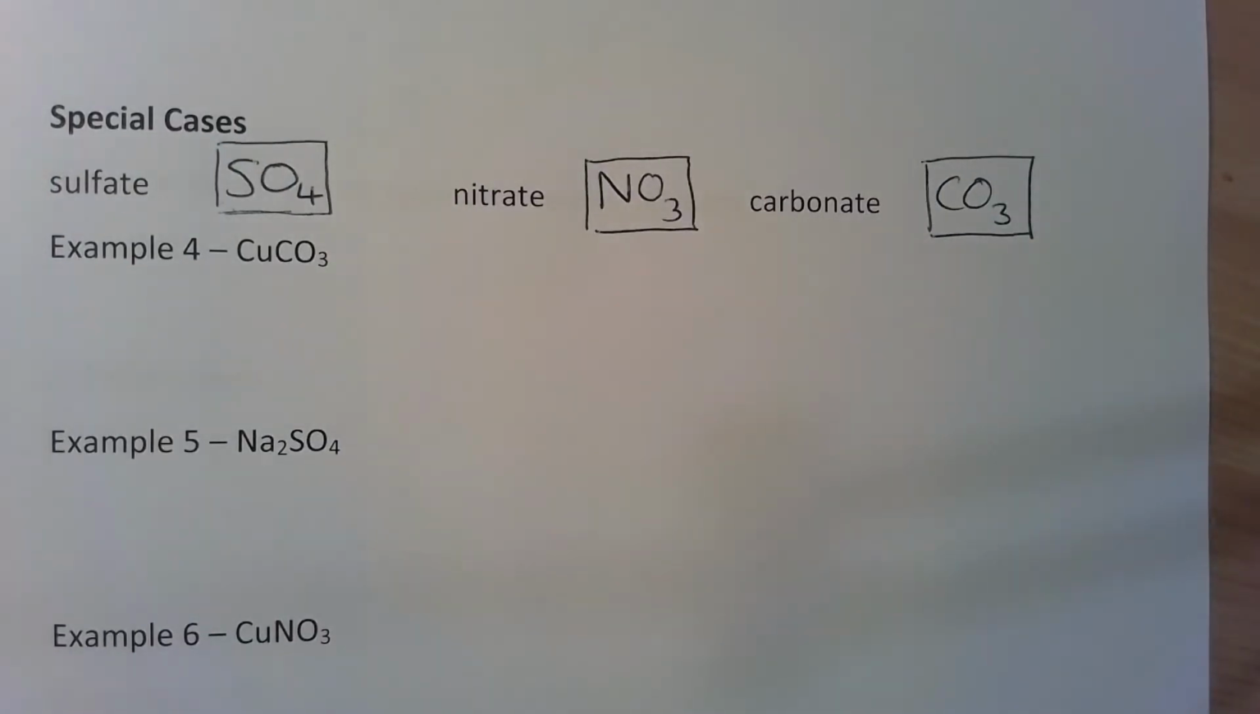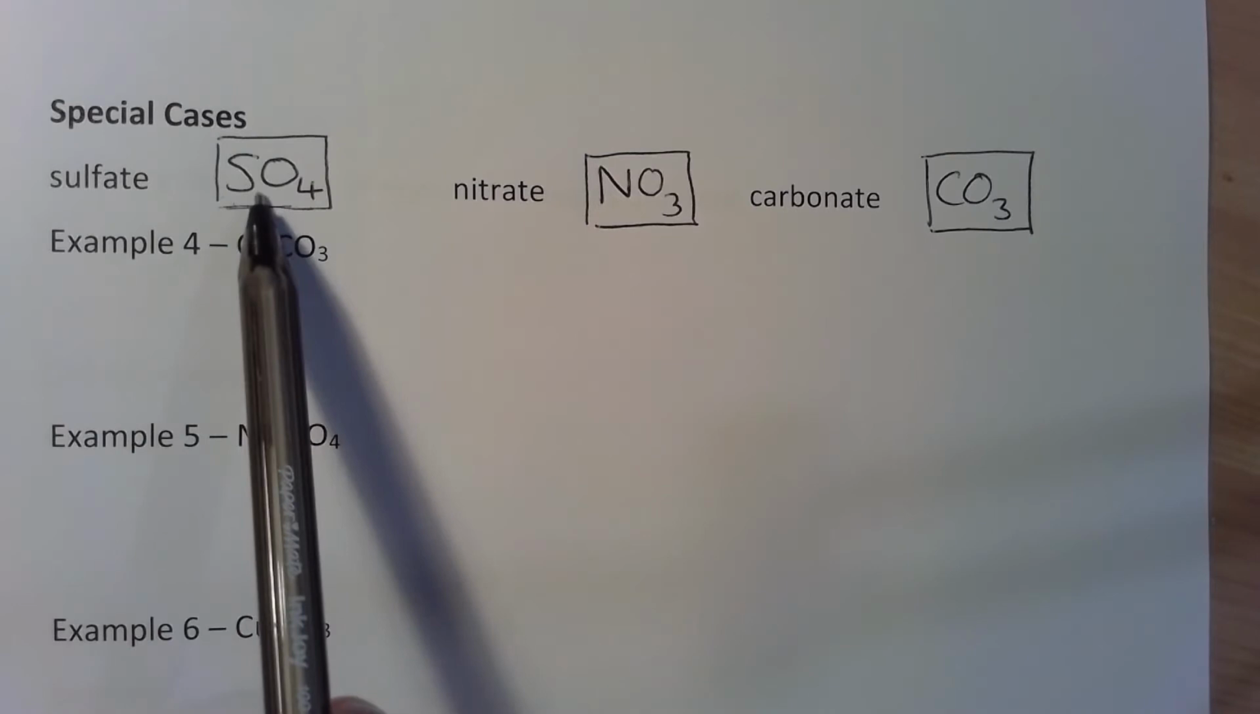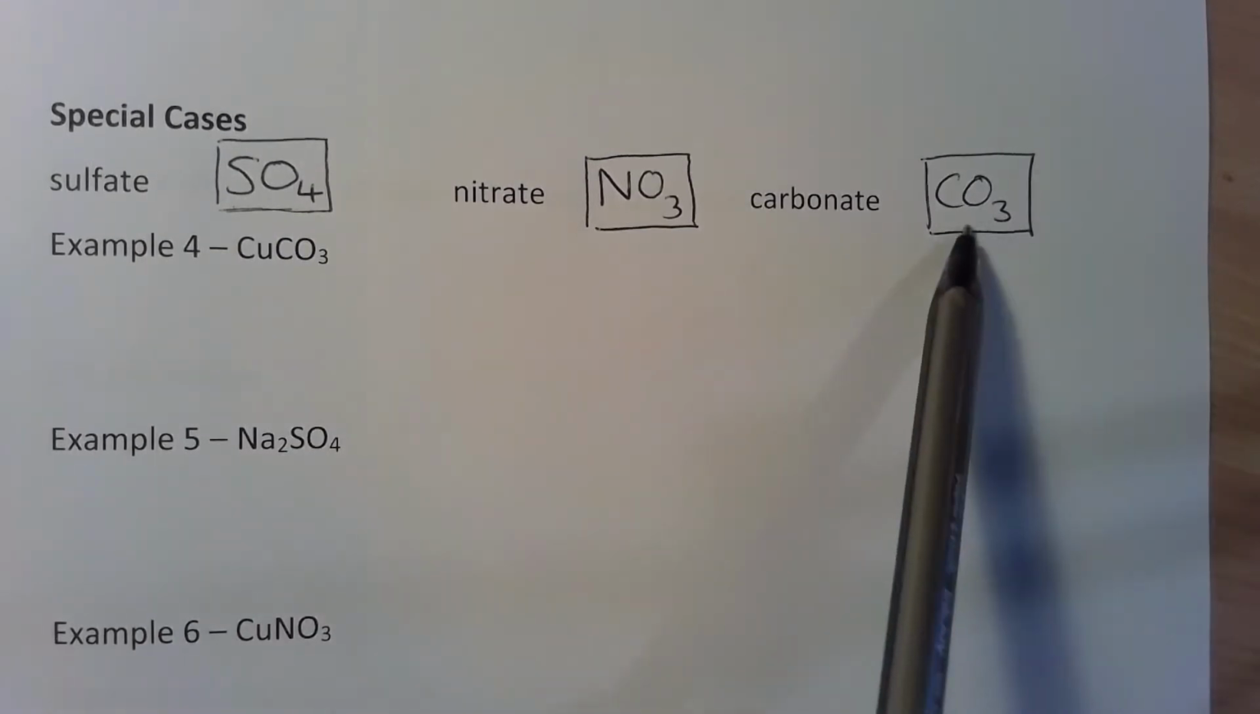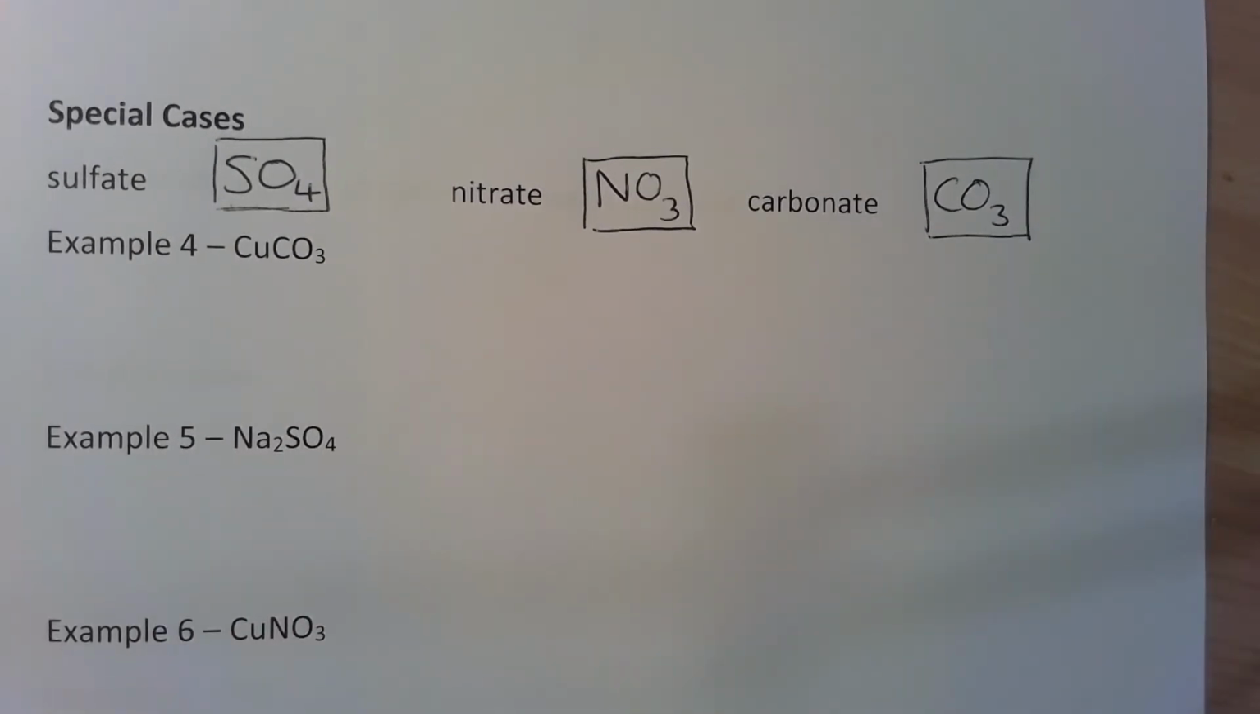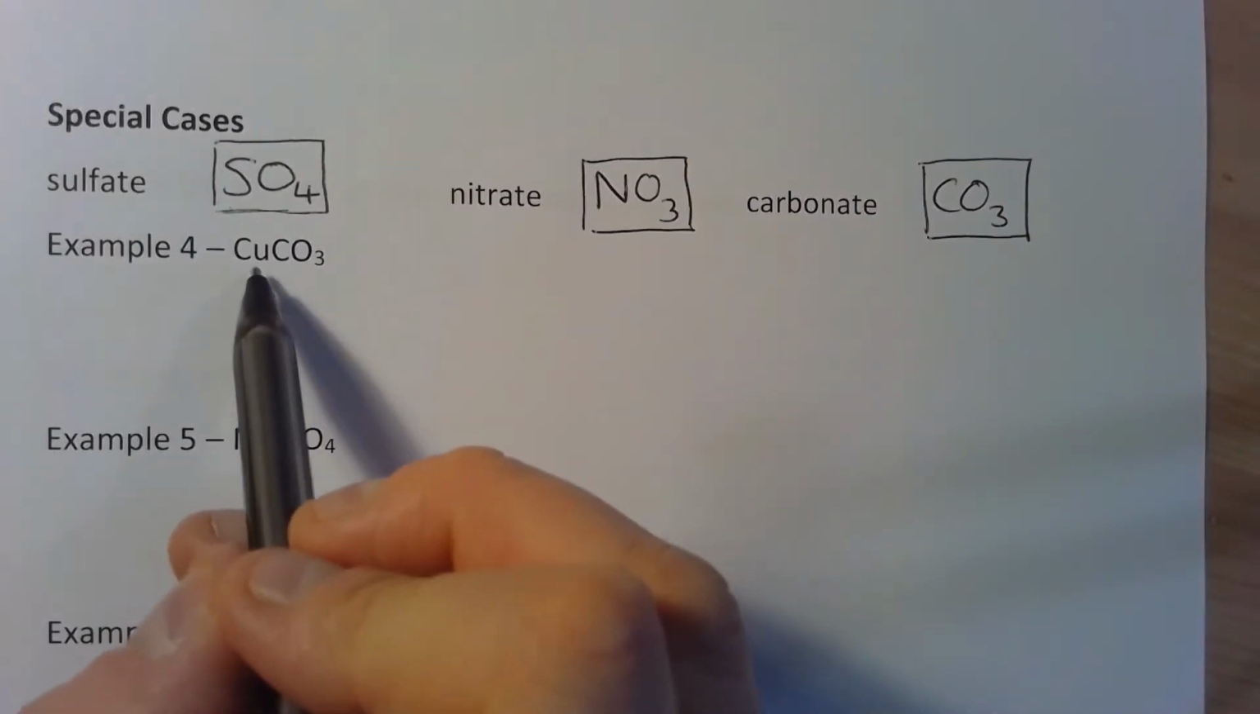Later on in your study of chemistry, you will understand why this is SO4, NO3 and CO3, and also some more things about it and how we'd go the other way, so how we would take a name and write a formula. But for now, we're just going to have a look at naming them. So, copper carbonate.